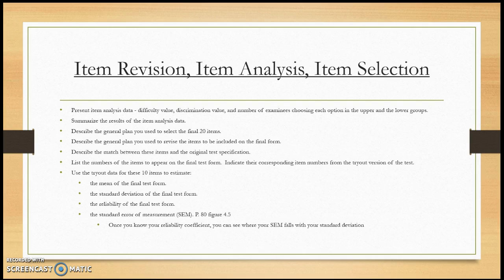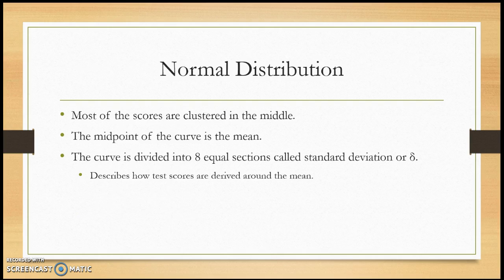So revise the item on a final form, describe the match between the first item and the original test, and tell why you changed it, if you did change it, and the reasoning for that. Okay, the mean, the standard deviation, and the reliability were things that we just discussed yesterday in the last presentation. Look over that. You can watch that if you have questions on that one. The standard error of measurement, please look at page 80, figure 4.5. Once you know your reliability coefficient, which we talked about using Excel to find yesterday, you can see where your standard error of measurement falls with your standard deviation.